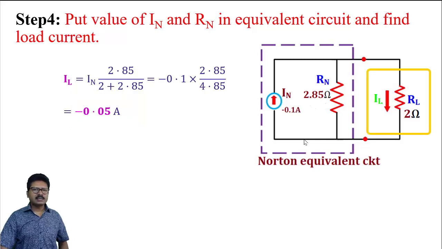Here IL is in the downward direction and we got the answer minus, so actually IL is flowing from down to upward direction.